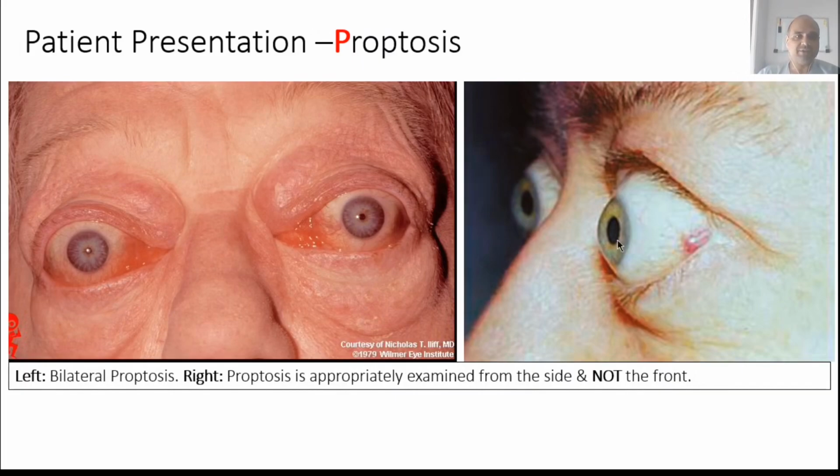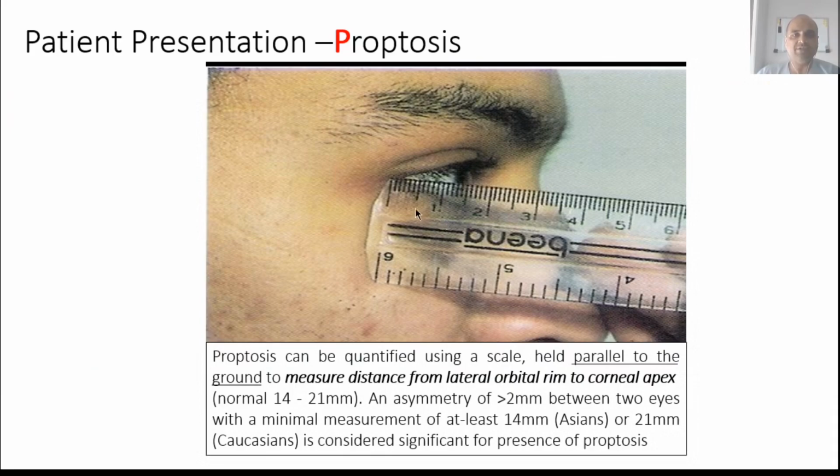It's only when you see from the side and you see the orbital apex in front of the plane of the brow that you can say, yeah, you're looking at proptosis or exophthalmos. You measure it with a scale. You put the scale at the lateral canthus, the outer canthus of the eye, and you make sure it's parallel to the eyeball, and you measure where the corneal apex is. This distance should be between 14 to 21 millimeters, 14 in Asians, 21 in Caucasians.